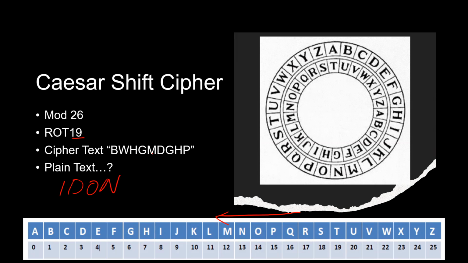What's the next one? M, 19, no, and then of course the rest, obviously, K, N, O, W. All right. So that is the Caesar cipher shift in its simplicity.